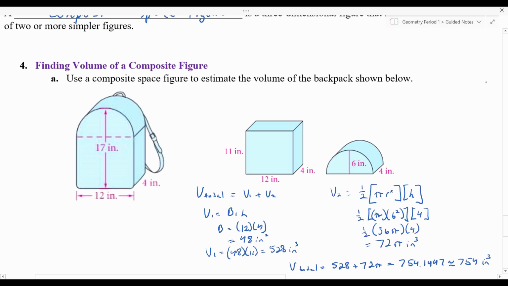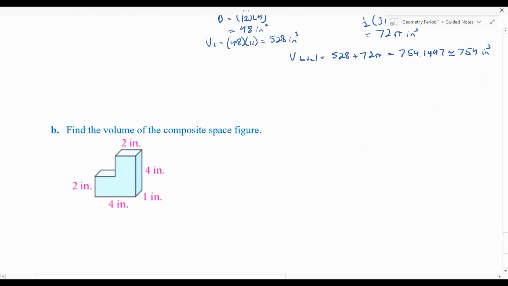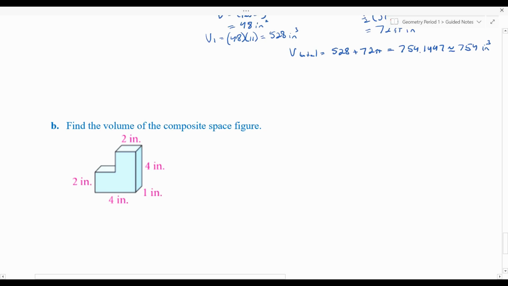All right. Moving on to our last example, which is yours to do. It says, find the volume of the composite space figure drawn here. Okay, take a look at it and see if you get the same answer that I do. Good luck.